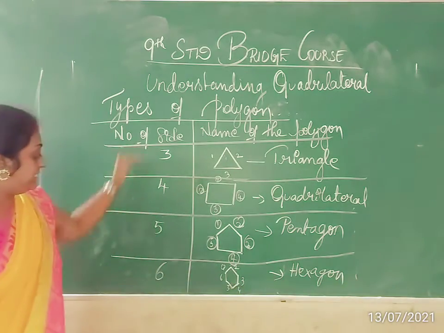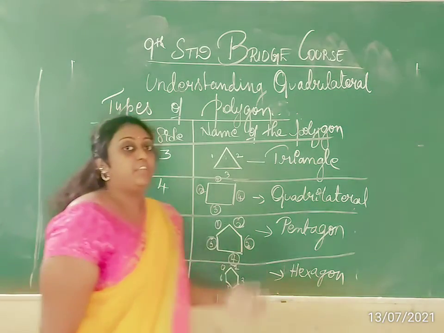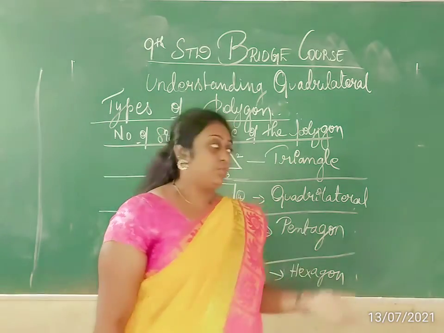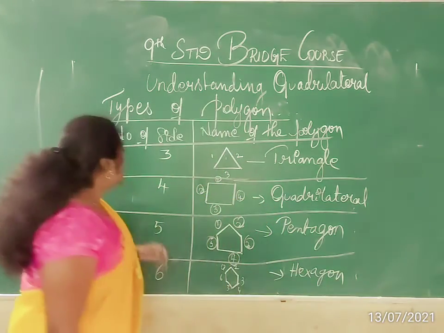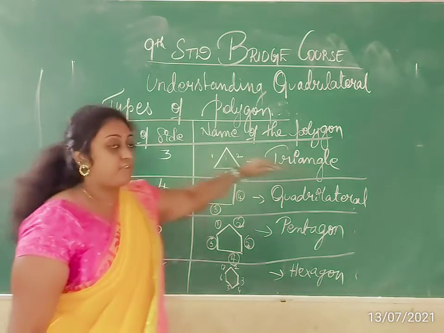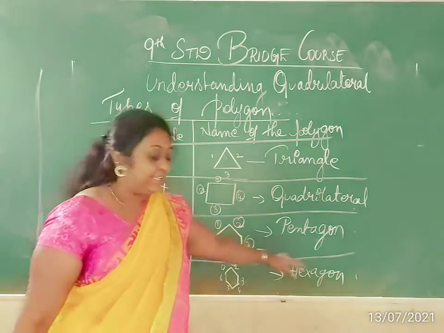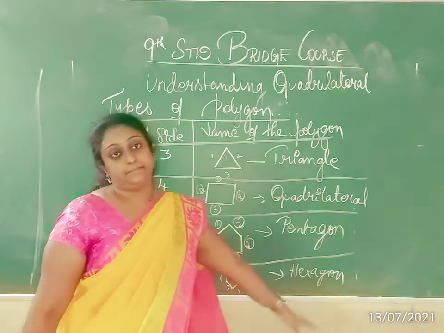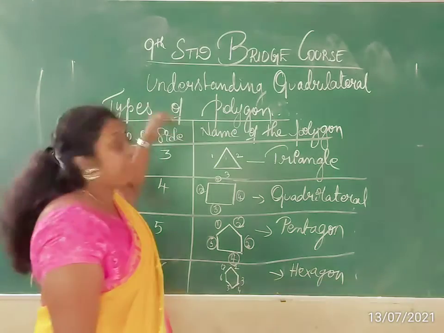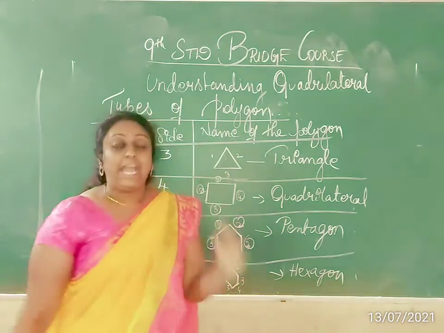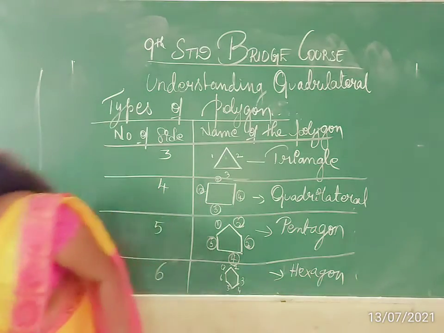Okay, so these are the names which are taught. Most important, you will be using them in your 9th standard and even in your 10th standard. So 3-sided is your triangle, 4-sided is your quadrilateral, 5-sided is your pentagon, and 6-sided is your hexagon. And I will draw the figures of it. Now next, since the topic name is understanding quadrilateral, I will be teaching you the different types of quadrilateral.